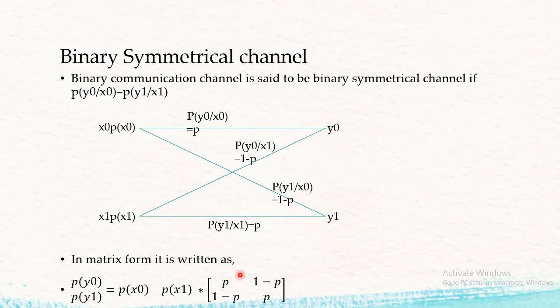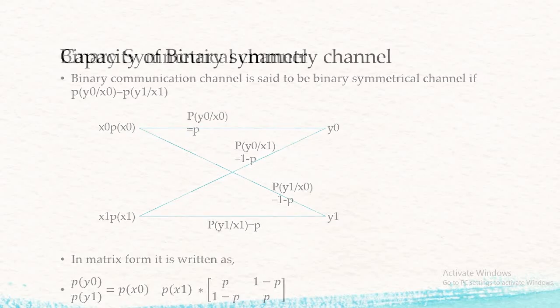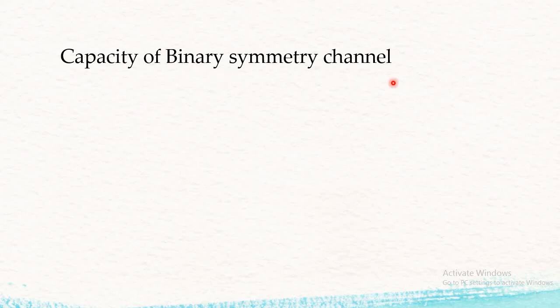So what is a symmetrical and non-symmetrical channel? A symmetrical channel is a channel where the probability of y0 by x0 is equal to the probability of y1 by x1, and if they are not the same, it is called a non-symmetrical channel. Capacity of a binary symmetrical channel.